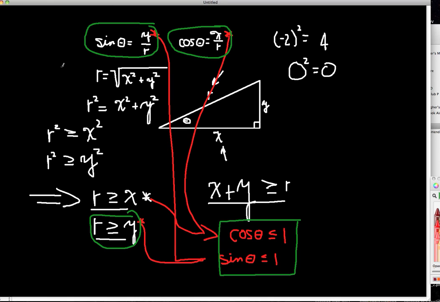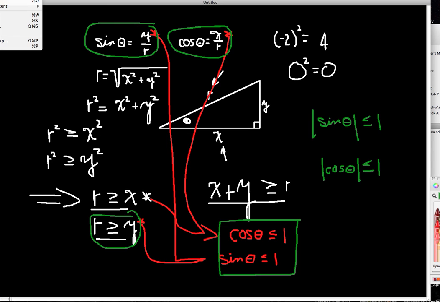Now, in fact, both of these statements can be expanded a bit because it is possible for sine and cosine to take on negative values, which we've already talked about a little bit. But it turns out to be true that the absolute value of sine of theta must always be less than or equal to 1. And it turns out also to be true that the absolute value of cosine of theta must always be less than or equal to 1.